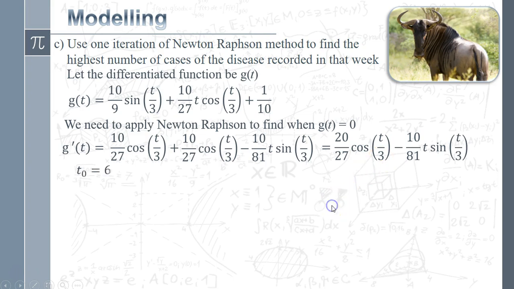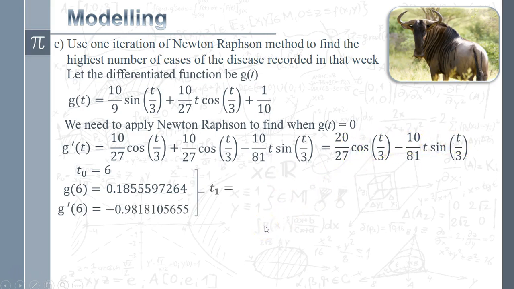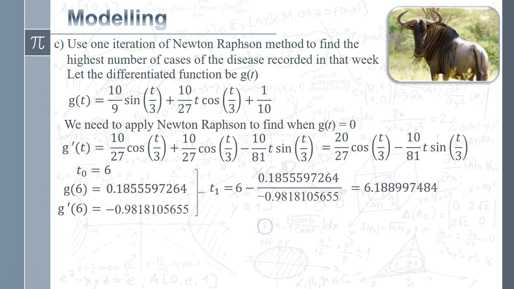And so if I say, well, let's take t0 equals 6 as my starting point and plug that in. So g of 6, that's going into here. In it goes. g dash of 6, that's going into there. And then put that all together, so t1 equals 6 minus 0.18 over minus 0.98, and we end up with 6.18. So we now know the time at which the maximum or the highest number of cases occurs.